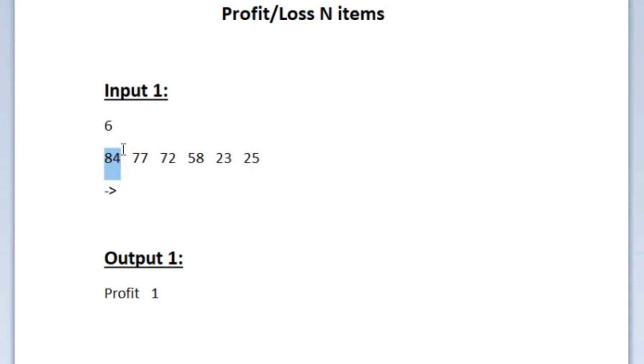To calculate the selling price, every item's price would be the nearest integer which is a multiple of 5. So for the integer 84, the nearest two integers which are a multiple of 5 are 80 and 85. And here 85 is closer to 84. So the selling price would be 85.